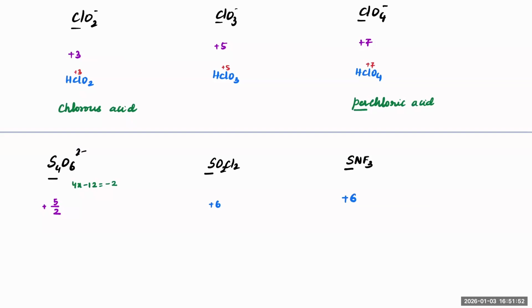Next, this time HClO3, now you do not use that per word. You will have this as chloric acid.